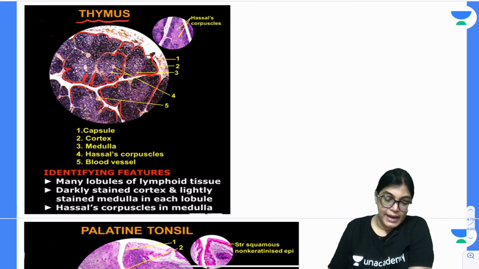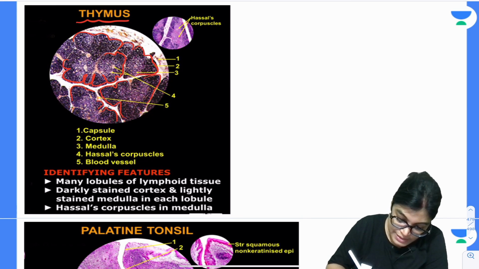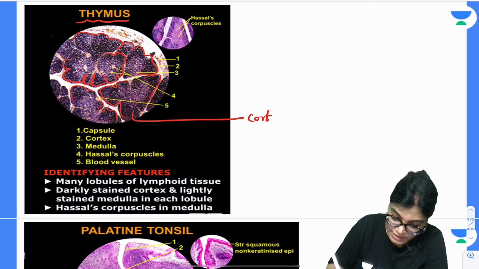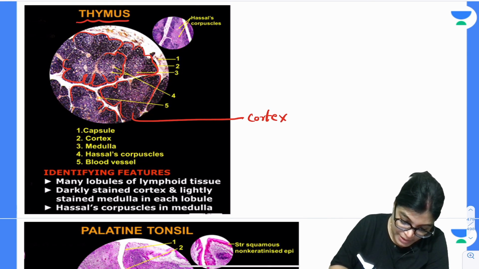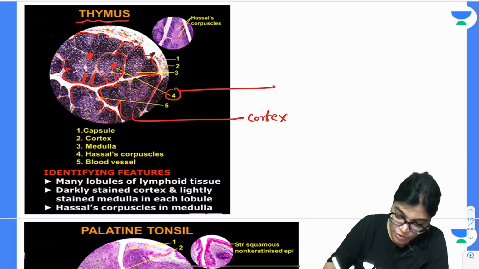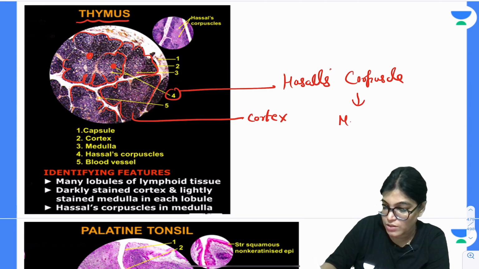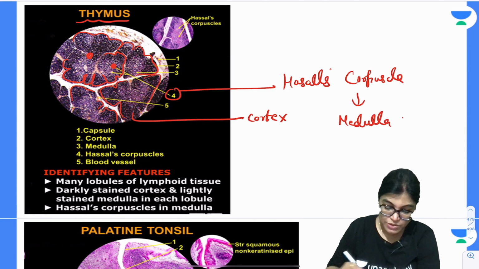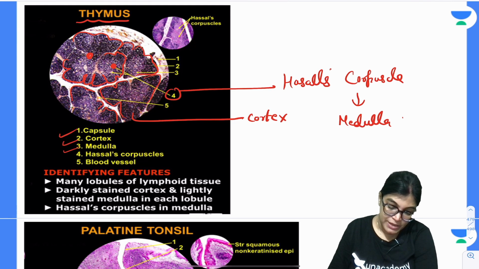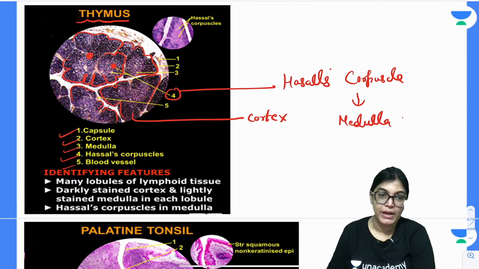Okay, thymus gland is there. The darker stained part is the cortex. The lighter stained part is the medulla, and here I will use this fourth point, which is Hassall's corpuscles. The most important feature is Hassall's corpuscles residing in the medulla of the thymus gland, which we have already talked about. So, cortex, medulla, capsule, Hassall's corpuscle and blood vessels.